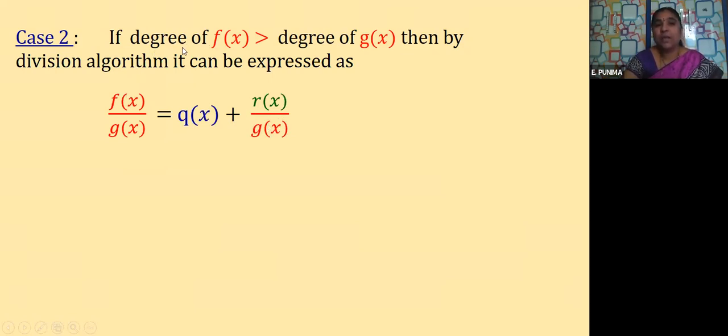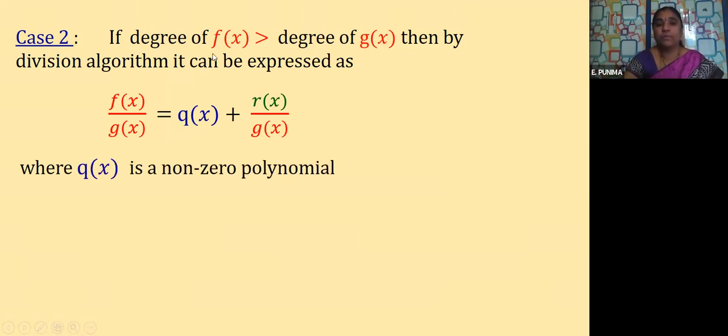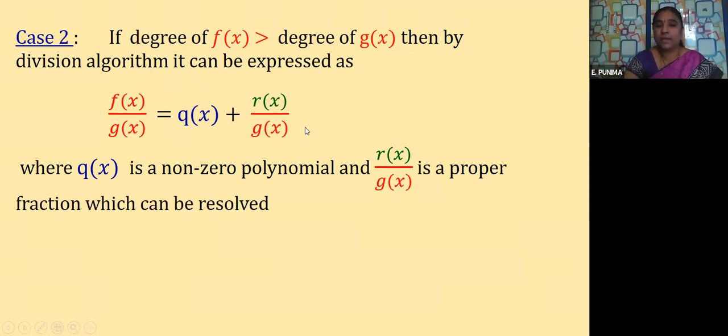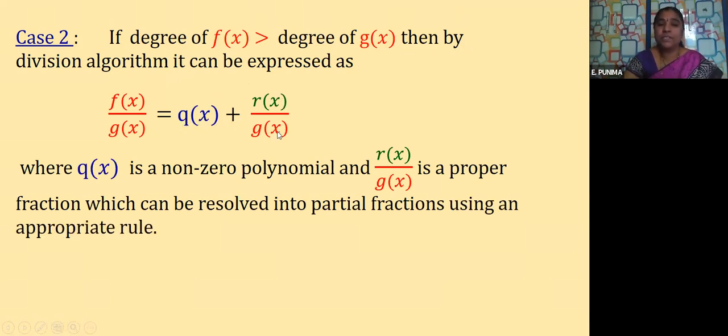Now let us see once. If the degree of f of x is greater than the degree of g of x. In the first case you have seen it is equal to. Now in the second case it is greater than. Then by division algorithm, it can be expressed as f of x by g of x is equal to q of x plus R of x by g of x, where q of x is a non-zero polynomial, our quotient. And R of x by g of x is a proper fraction, which can be resolved into partial fractions using an appropriate rule, the same thing you have learned in case 1.